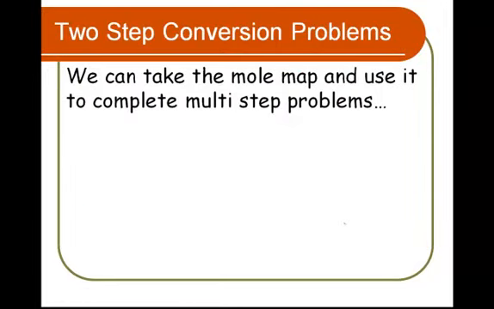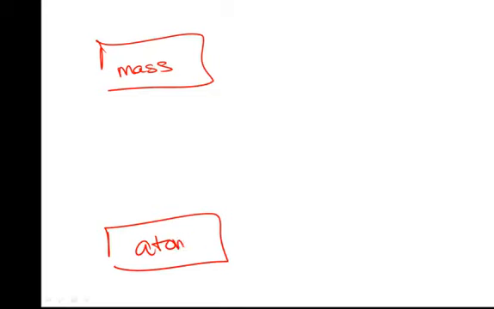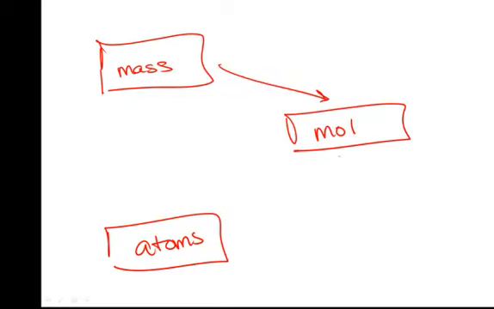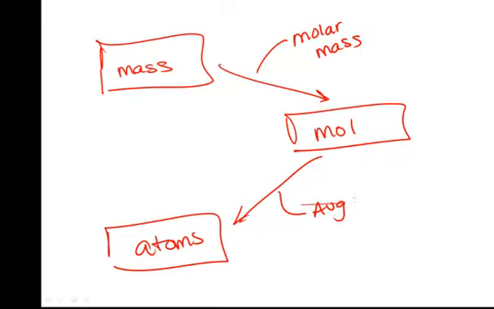We can take the mole map now and use it to complete multi-step problems. So we may be starting on Mass Island and we want to figure out how many atoms there are. Well, there's no bridge that connects Mass Island directly to Atom Island. However, we can travel to Mole Island and then to Atom Island. So we're going to need two conversion factors. We'll need to use molar mass as well as Avogadro's number.